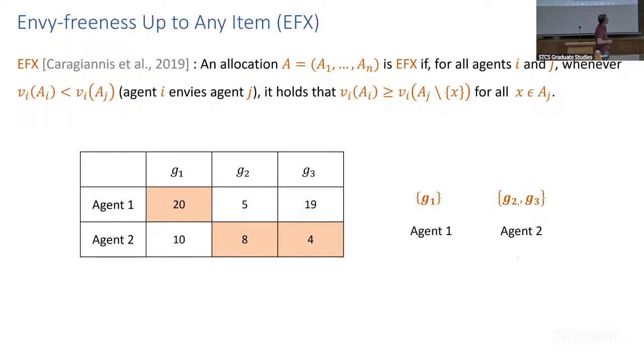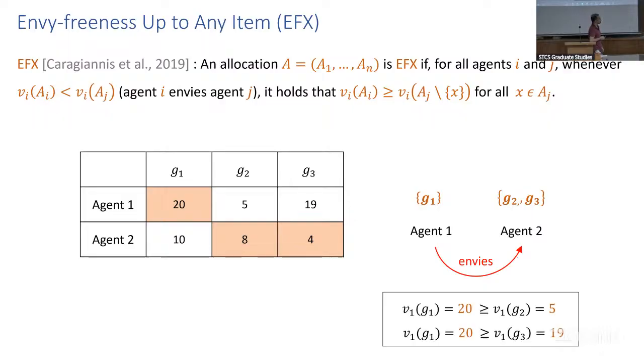Okay. So consider an instance again with two agents and three items, and this allocation where agent 1 gets G1 and agent 2 gets G2 and G3. In this allocation, agent 2 doesn't envy agent 1 because his value is 10 for his bundle, and for agent 1's bundle it is 10. Okay, but agent 1 envies agent 2. However, this envy can be eliminated by removing any item from agent 2's bundle. Okay.